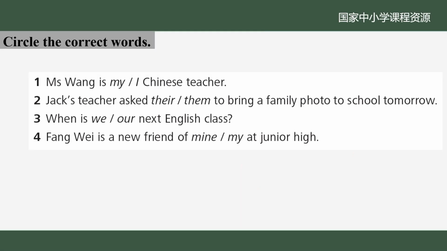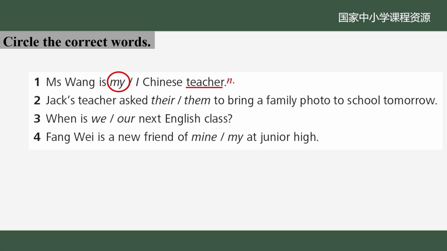You've already got the basic rules of personal pronouns and possessive pronouns. Let's practice using them. Read the sentences and circle the correct words. Number 1. Miss Wang is my or I Chinese teacher. Before the noun teacher, we need an adjective pronoun, that is, my.